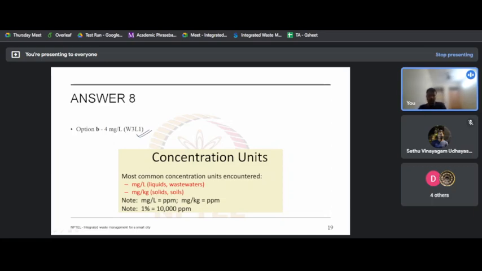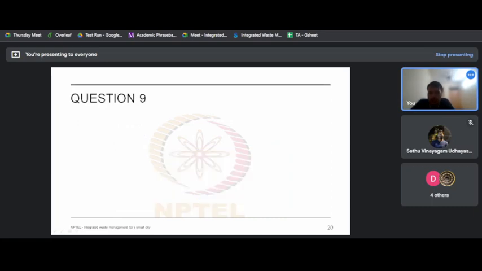So if we are given it in percentage, it will be 10 to the power 4 ppm. Milligram per liter is nothing but ppm, but in this question, mg per liter was used because the concentration is for a liquid. Same, if we have a solid, that would also be ppm, but the unit on the left side would change, that is mg per kg. Coming to the next question, that is question 9.